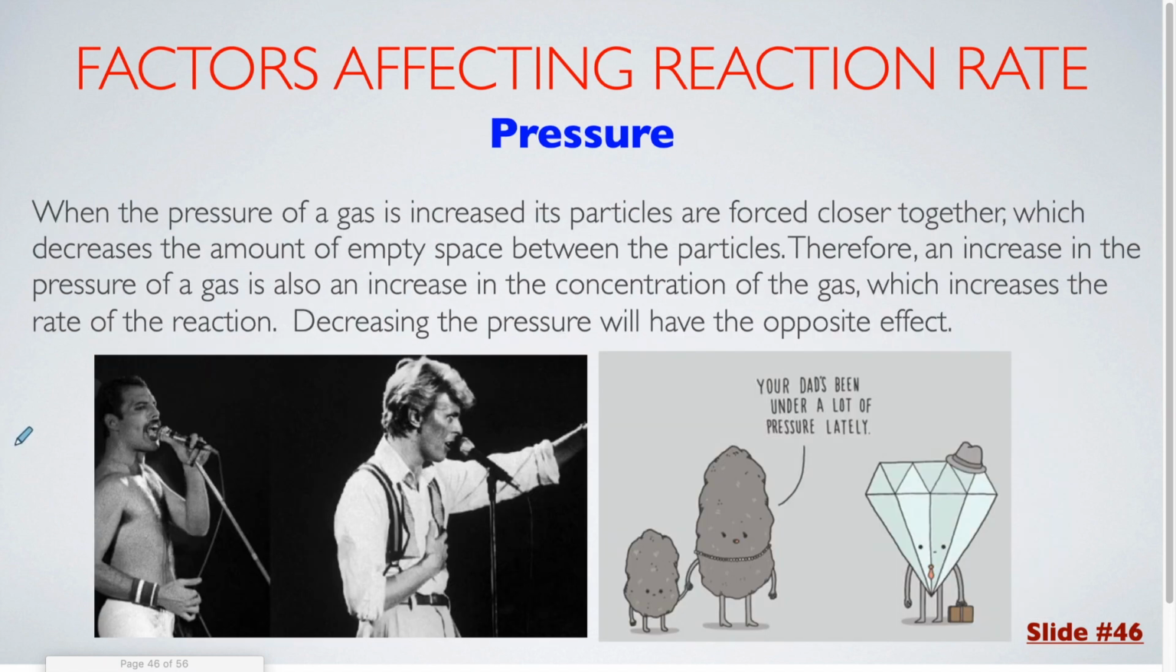Pressure. When the pressure of a gas is increased, its particles are forced closer together, which decreases the amount of empty space between the particles. This is essentially the same as increasing the concentration. Decreasing the pressure is going to have the opposite effect. So if your chemicals are gases, you can increase the pressure to make them react faster, or you could decrease the pressure to make them react slower.